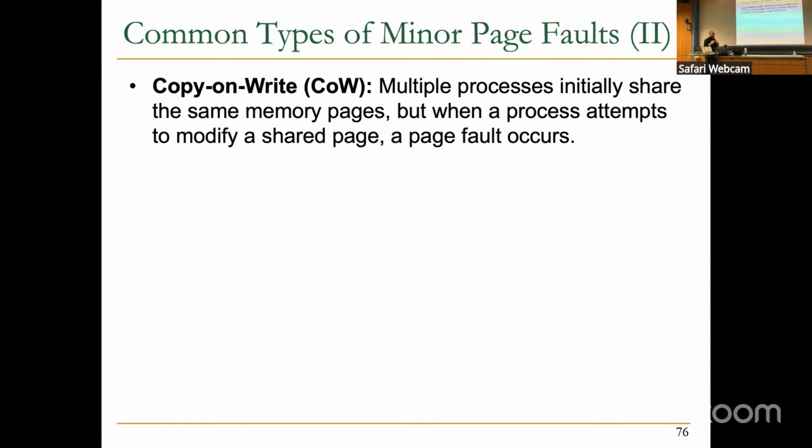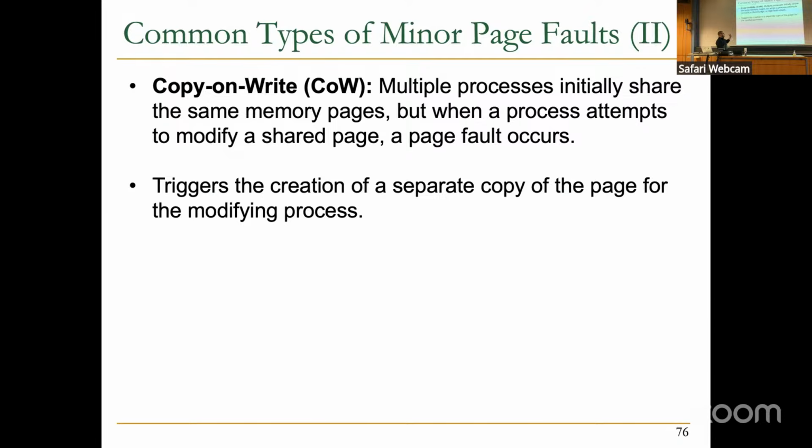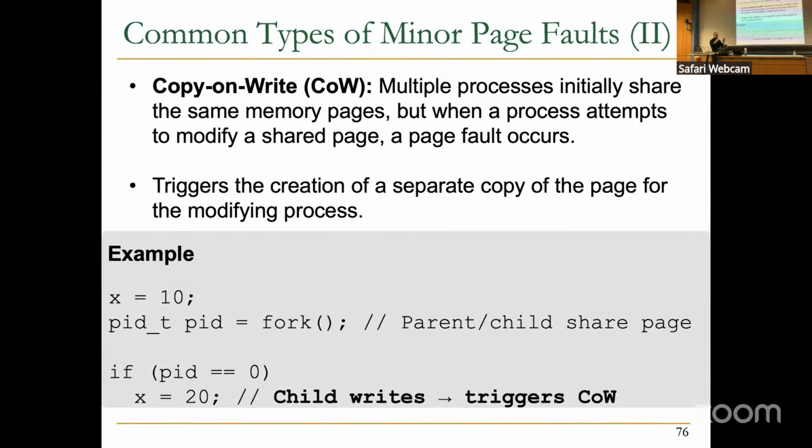Why? Because nobody has write access to this page. So we need to basically take this page and copy it somewhere else, and give full access to the child that wants to write to this page. This triggers the creation of a separate copy of the page for the modifying process, only for the modifying process. This is a very simple example that I crafted yesterday.